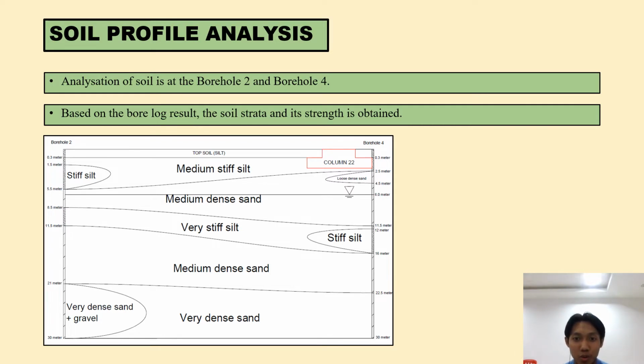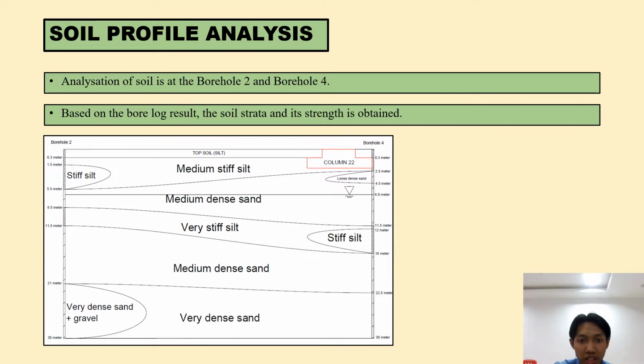The next part is soil profile analysis. To obtain the soil profile, our group analyzed the bore result at borehole 2 and borehole 4 because the building's proposed location is around boreholes 2 and 4. Based on the bore result, the soil strata and its strength are obtained as shown in the diagram beside. The diagram of the soil profile was obtained after interpolating the soil layers in borehole 2 and borehole 4.